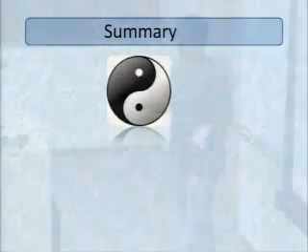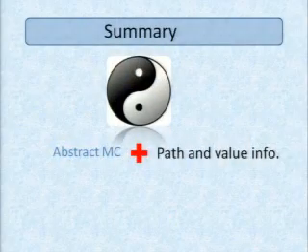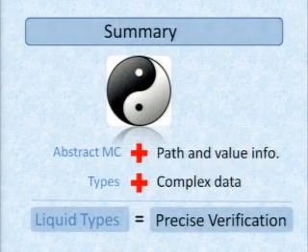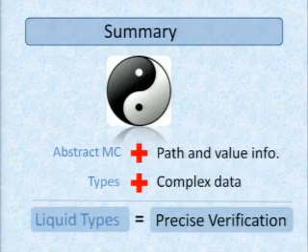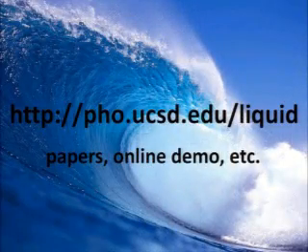So if you've learned nothing else, the point of this is not the least fixed point algorithm, which we all learned a long time ago. The point is that model checking, abstraction, abstract interpretation, etc., are great for path and value information. But types tend to be very good at reasoning about complex structures like higher order code, recursive data types, etc. And if you put them together, they mix rather well, and you get very precise verification. And that's it. There's an online demo, papers, etc. But now I'll take questions. Yeah, Chris.